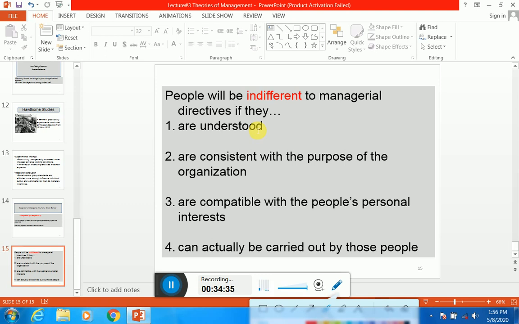First thing. Second, are consistent with the purpose of the organization. When people know the organization's objective, automatically they will be clear about their own objective, and their objective will definitely lead to the organizational objective. There will be a consistency. Next, are compatible with the people's personal interest. People achieve the organization's interest through their own interest.